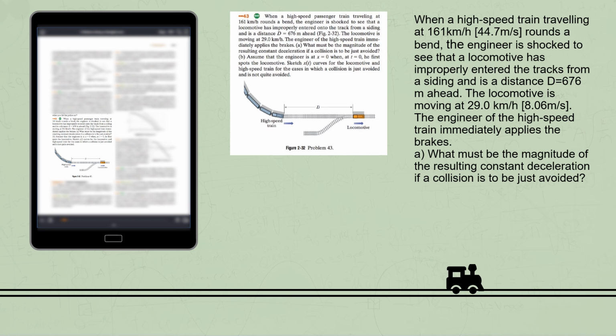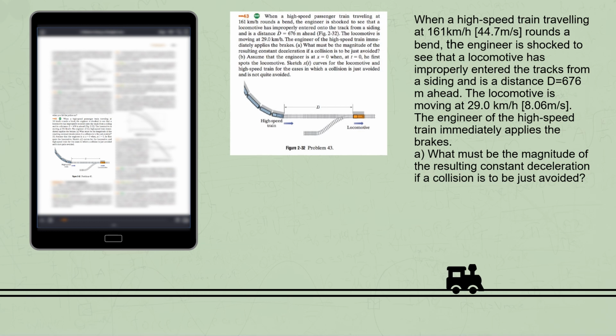When a high-speed train travelling at 161 km per hour, which I'll say here is 44.7 metres per second, rounds a bend, the engineer is shocked to see that a locomotive has improperly entered the tracks from a siding and is a distance d equals 676 metres ahead. The locomotive is moving at 29 km per hour. I'll say now that's 8.06 metres per second.